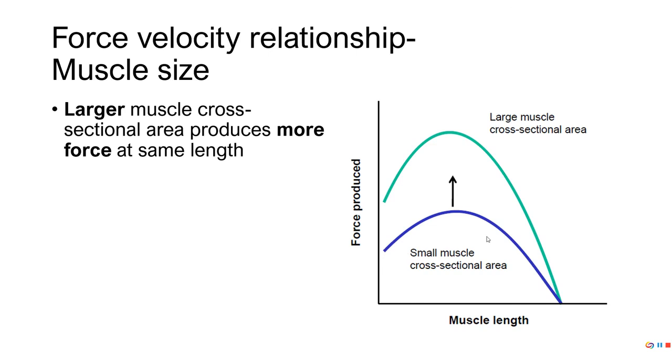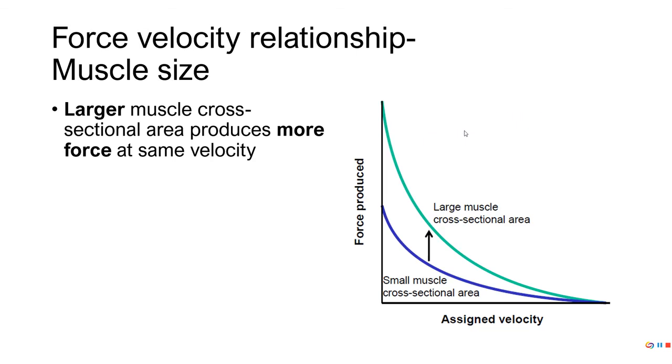Now, several characteristics also affect the velocity and the force relationship. Okay, so muscles that have a larger cross-sectional area produce more force for a given length. Okay, so we have a small muscle in the dark blue line and a larger muscle with this greenish color. Okay, and so for a given length, we produce more force with a larger muscle. That seems pretty straightforward. Okay, a larger muscle also produces more force for a given velocity. Okay, again, bigger muscle, same velocity, everything else is equal, more force.